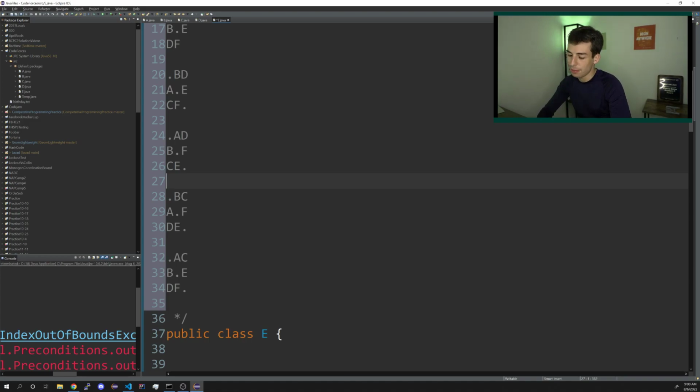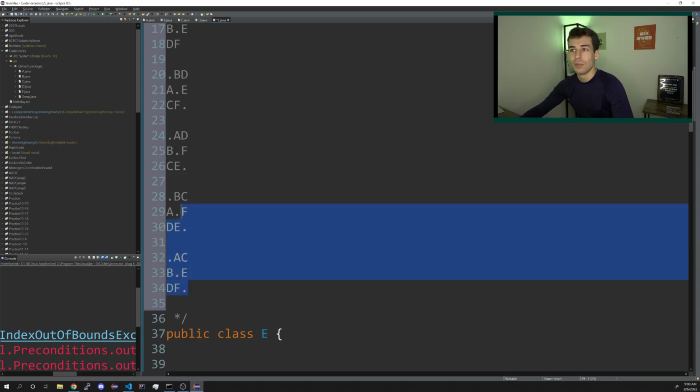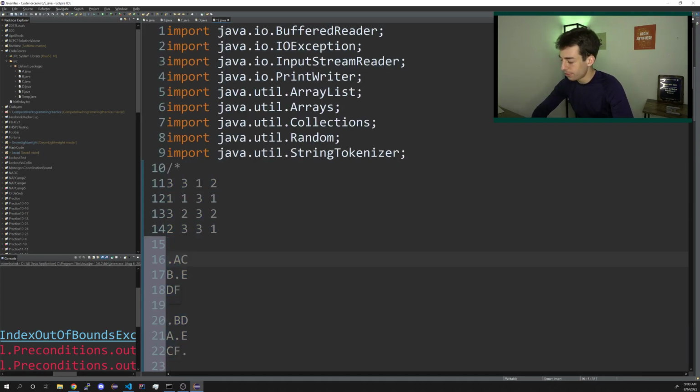So wait, what am I thinking? I'm thinking, is it possible to swap two elements? The answer is no. Because if it was, then clearly that sample wouldn't be right. So what I'm trying here just doesn't work. You can't just swap two elements, okay.